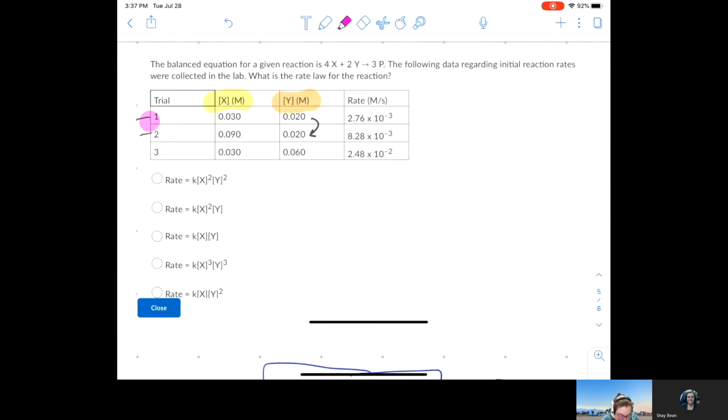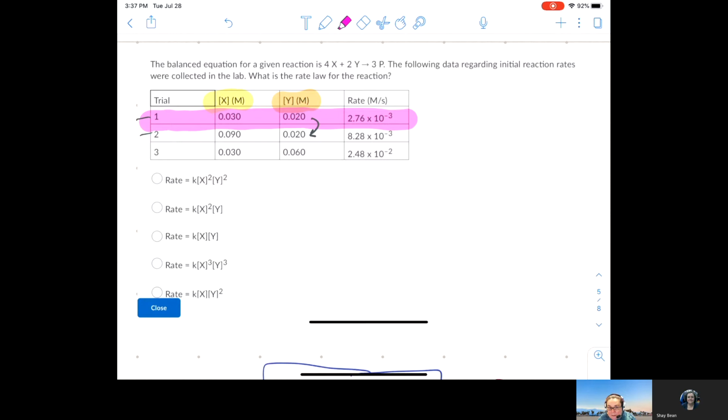If we think about experimentally what this means, I dump together X and Y such that I have 0.03 molarity of X and 0.02 molarity of Y, and I measure the rate and get 2.76 times 10 to the minus 3 molarity per second. I ran that trial. Then I emptied the container and started from scratch and ran trial 2.